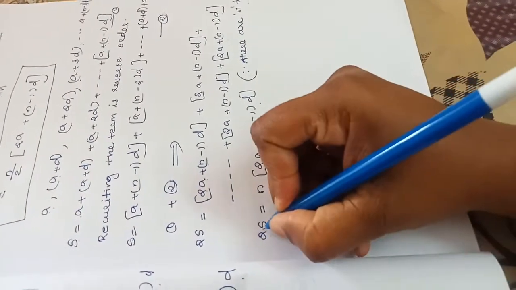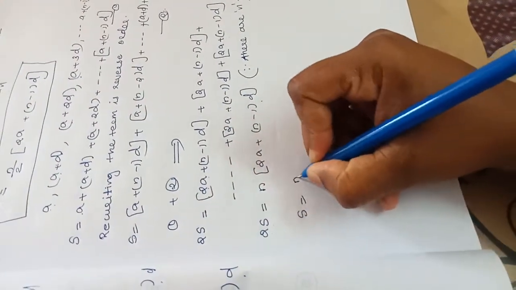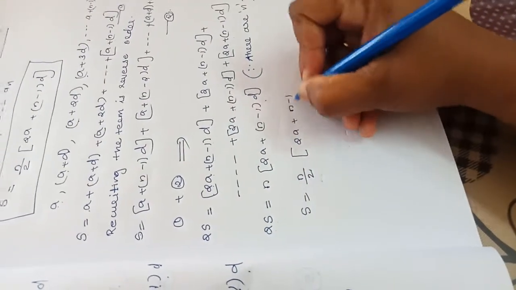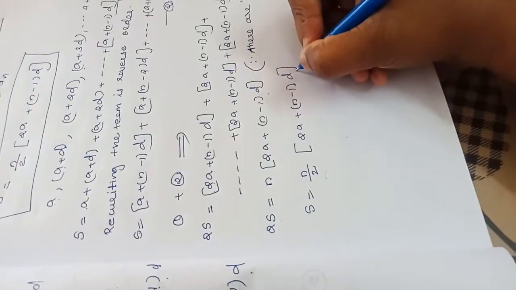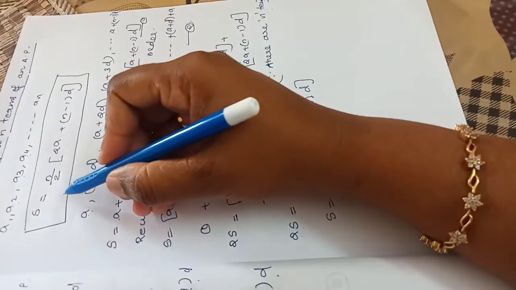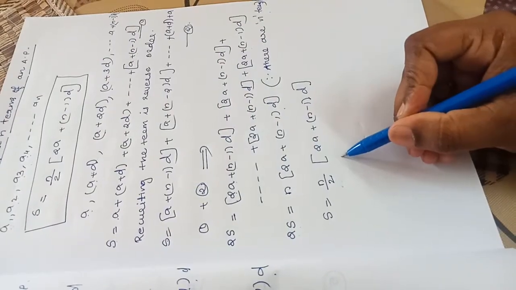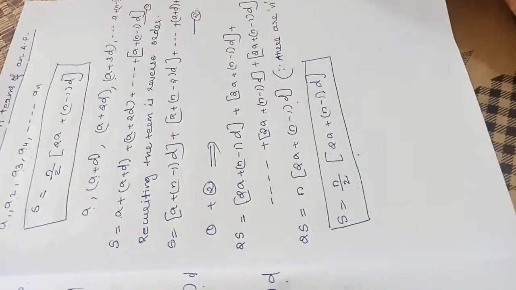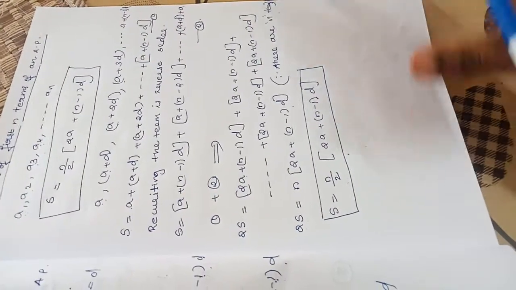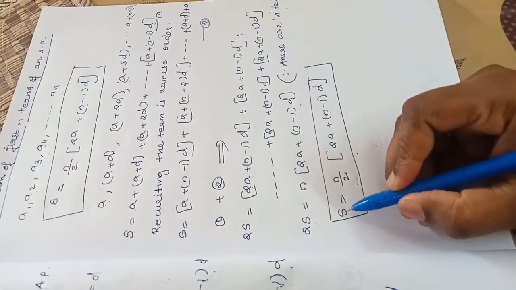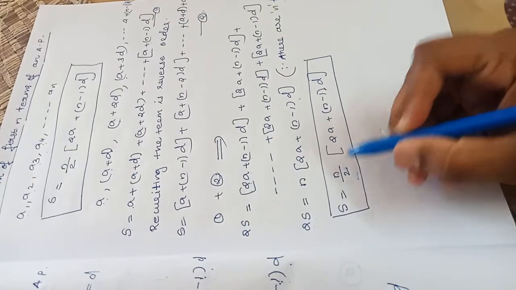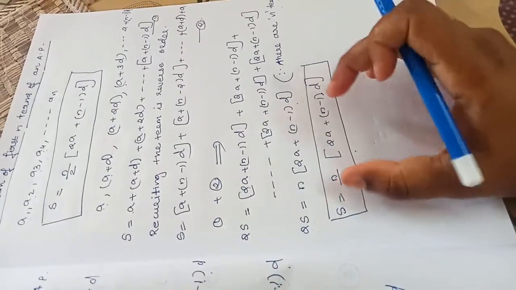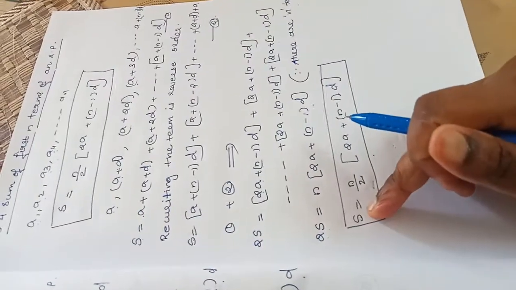So s is equal to, 2s means 2 into s, so here it comes n divided by 2 into 2a plus n minus 1 into d. So this is the equation we got here: s is equal to n by 2 into 2a plus n minus 1 into d. This is the equation for finding the sum of an AP. So if you want to find the sum, you need n, first term a, and common difference d. So you can substitute the values in this equation and find the sum of the AP.